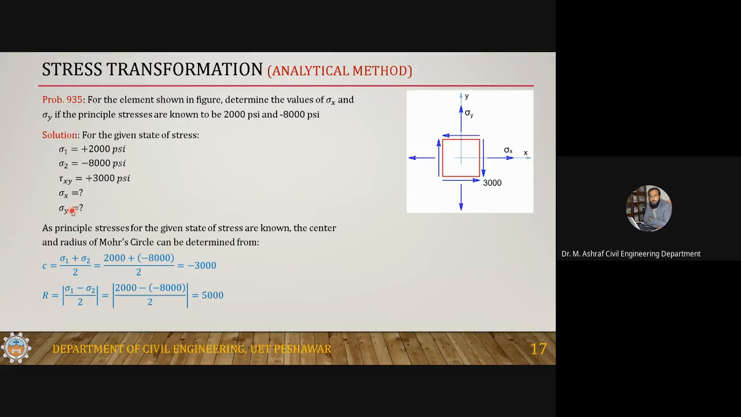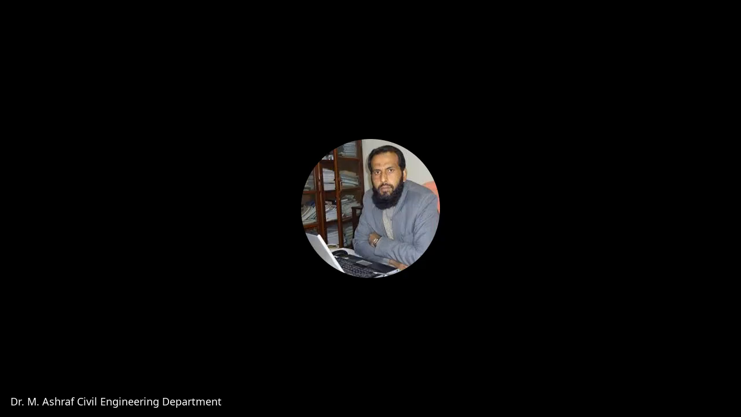Okay, so as the principal stresses of the given state of stress are known, the center and radius of the Mohr circle can be determined from C equal to (sigma 1 plus sigma 2) by 2, and R equal to (sigma 1 minus sigma 2) by 2. So C is minus 3000 and R is 5000. So now you've got the center and the radius, so you can draw the Mohr circle.